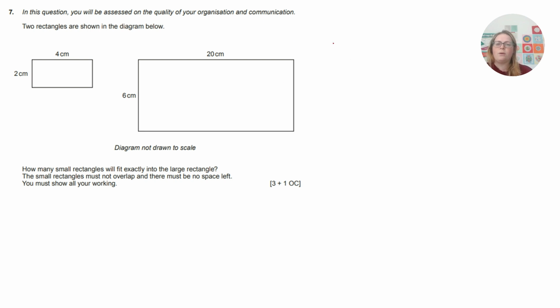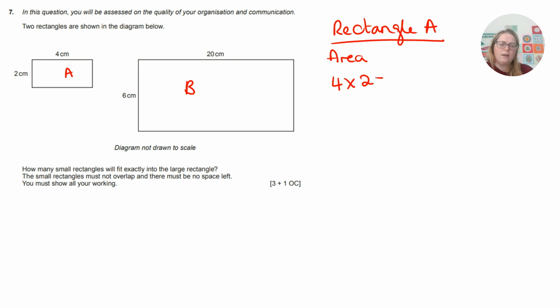Question 7. In this question, have a read of it, pause it if you need to, and then unpause it when you're ready to start. So we need to work out how many small rectangles fit into the large rectangle. I'm going to call them A and B. So rectangle A. First thing I'm going to do is work out the area of it. To find area, we times, so 4 times 2, that gives me 8 centimetres squared.